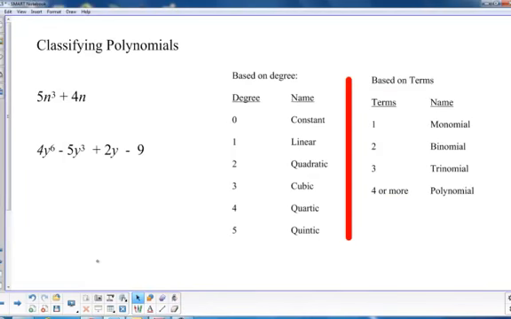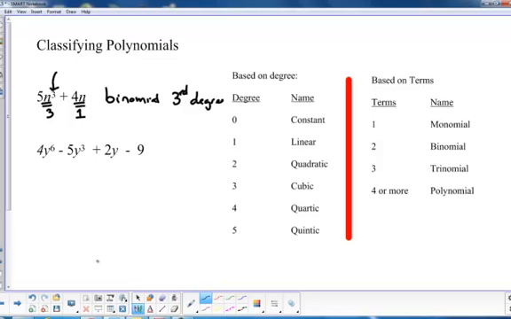So let's go ahead and classify each of these. 5n cubed plus 4n. This is 2 terms. So this is a binomial. And the degree, this is a 3rd degree, this is a 1st degree. So it's a 3rd degree. That's the biggest number.